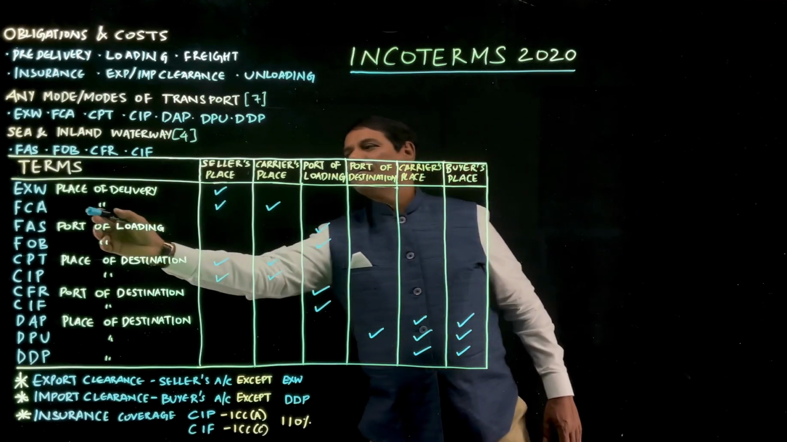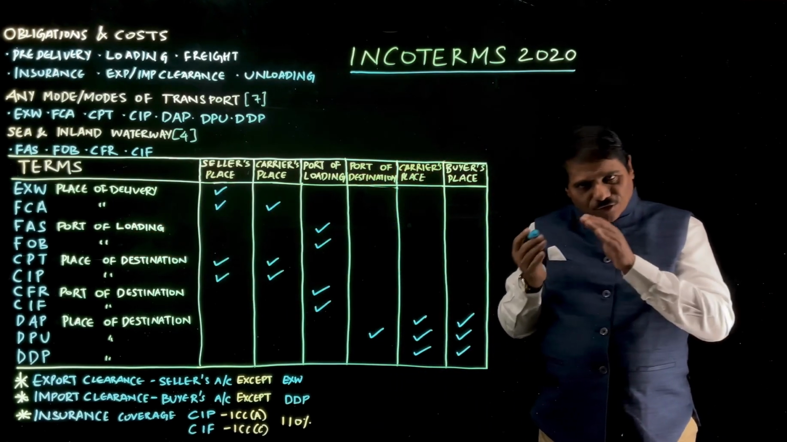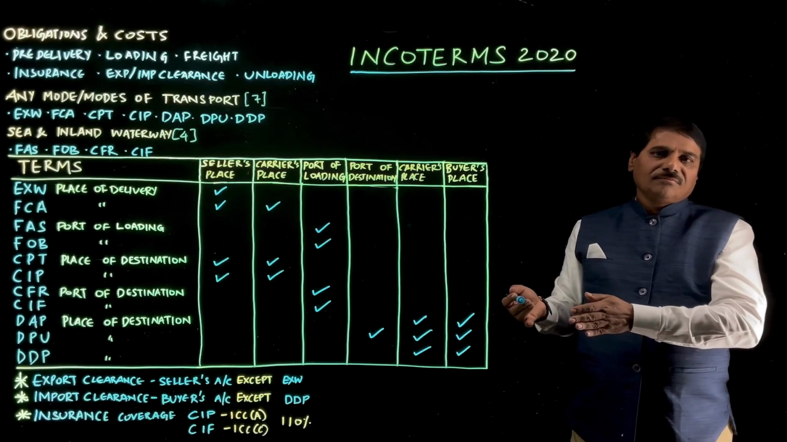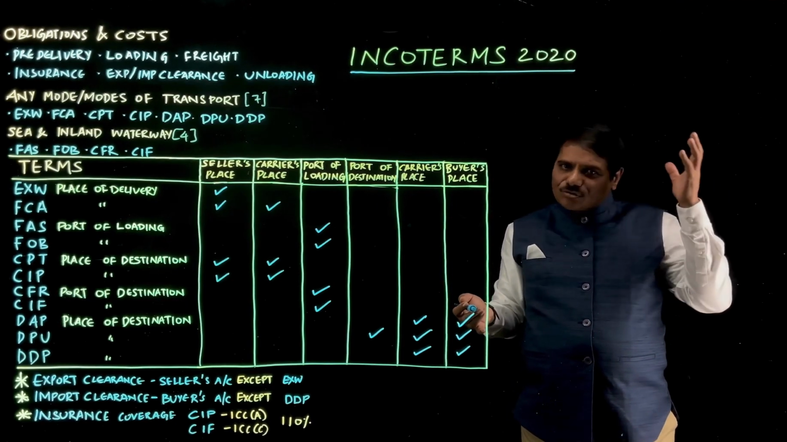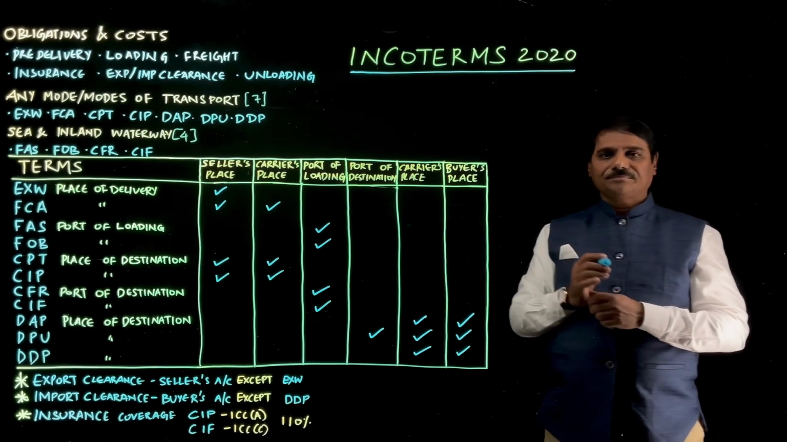Whatever the place you are including in the sales contract, if you are including that place as the seller's warehouse, then the buyer has to come with the vehicle and the seller has to load the goods.